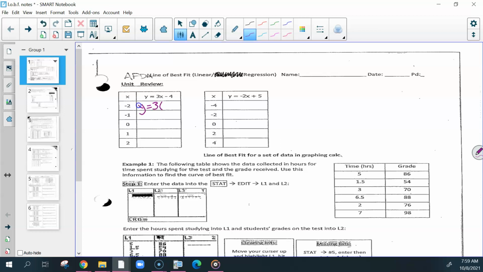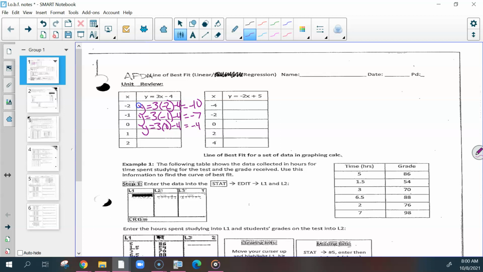So this would be the same as me putting -2 in for x. And simplifying. So this would be -6 minus 4, so -10. And I could keep doing that all the way through. The only thing that's changing is my x value. Everything else is staying the same. 3 times -1 is -3. -3 minus 4 is -7. When I put 0 in, I just get -4.